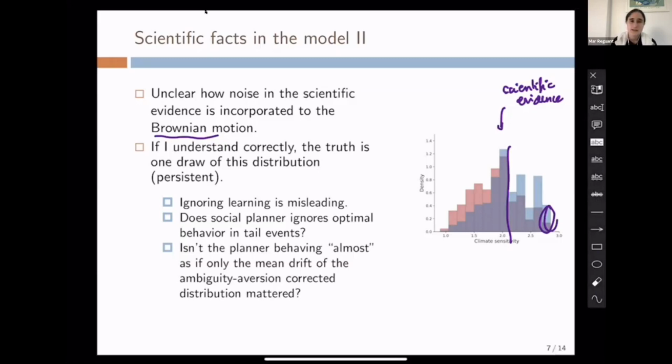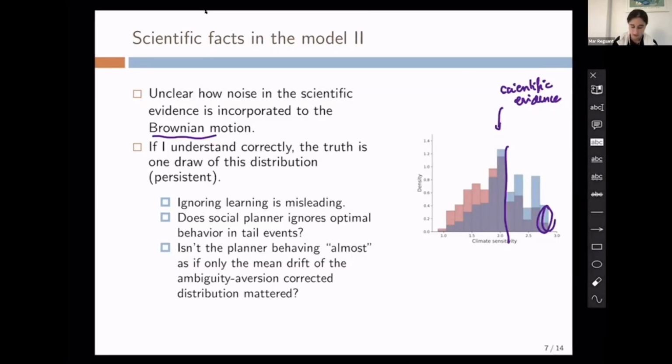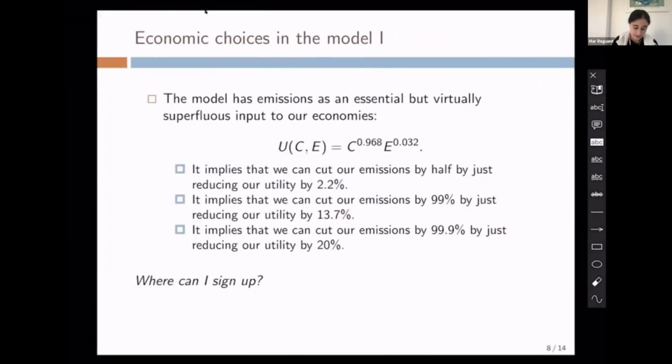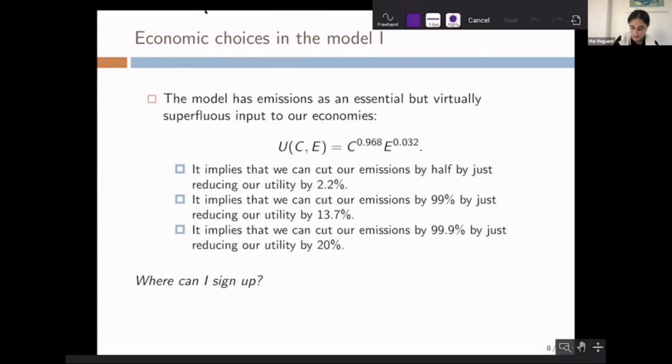So let me now turn to the economic specification of the model. I understand this is a simple model, but it just cannot be a model for us to make recommendations on how to deal with climate change. In this model, emissions appear in the Cobb-Douglas with an index, this is alpha in their paper, of 3.2%. So it implies we can cut our emissions by half instantly by just reducing our utility by 2.2%.